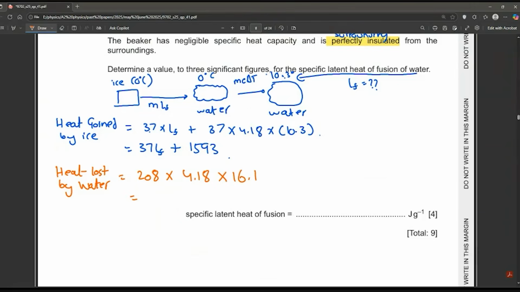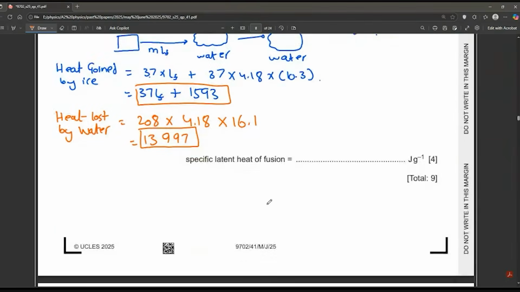This comes out to be what? 208 into answer into 4.18. This comes out to be 13997. Now you can equate this and this together because the heat gain will be equal to the heat loss.